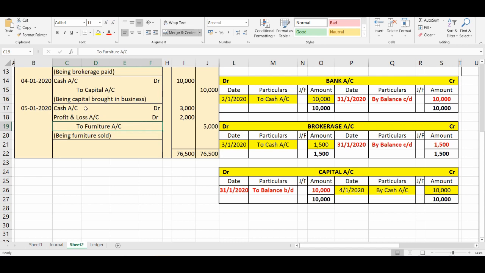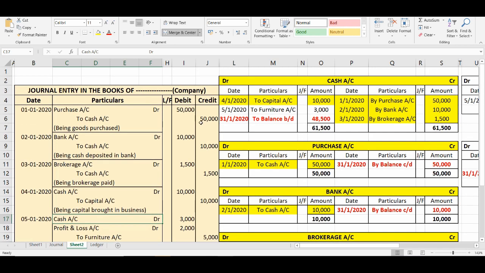So first let's pass entry in the cash account ledger that we already have prepared. So in the cash ledger, in the debit side, an amount of 3,000 will come on the date of 5th January. So on the 5th January, in the debit side, an amount of 3,000 in the cash ledger will come under the name of the opposite account given over here, that is furniture account.